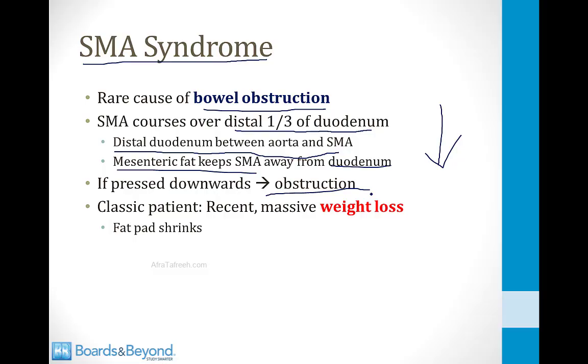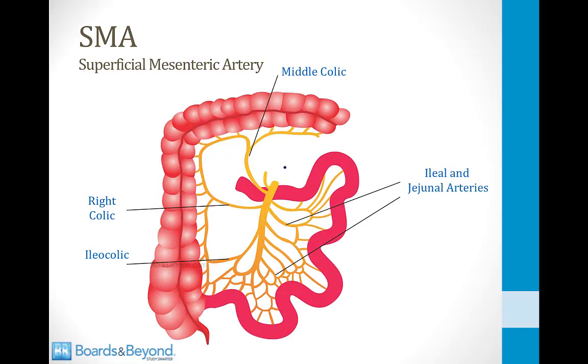And this sometimes occurs when patients have massive weight loss. That fat pad shrinks, and the SMA compresses the duodenum. Going back to this slide, you can see how the SMA courses over the duodenum, and if it were to press downward for some reason, it could pinch the duodenum, and this sometimes occurs when people lose lots of weight, and it's a rare cause of a bowel obstruction.